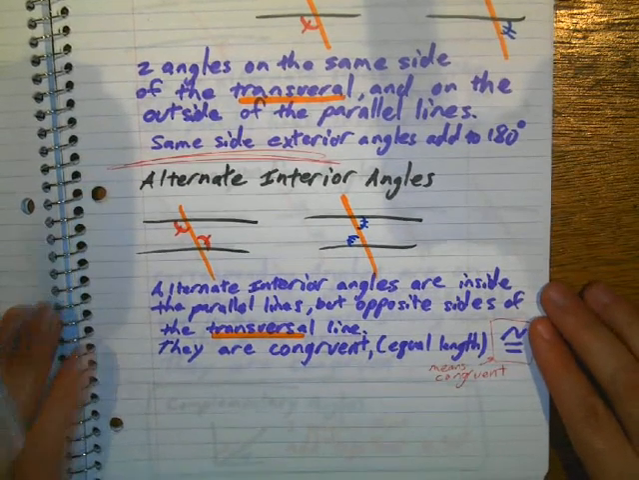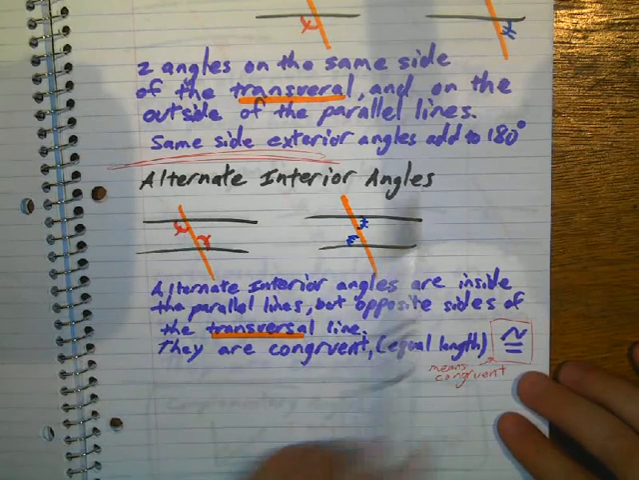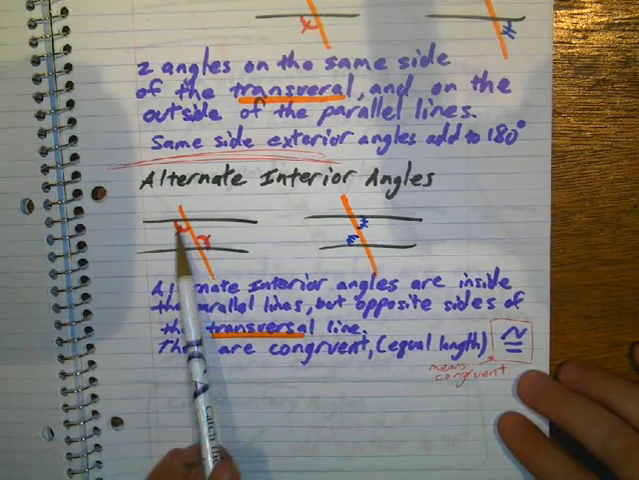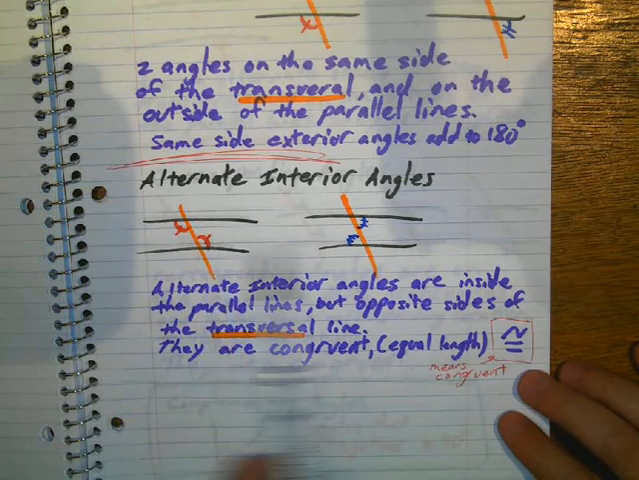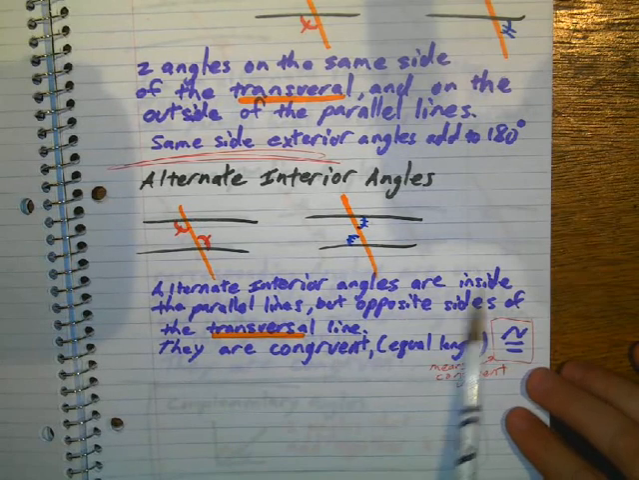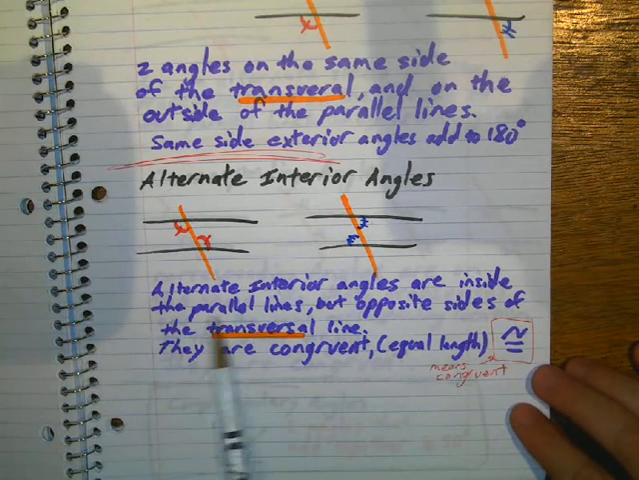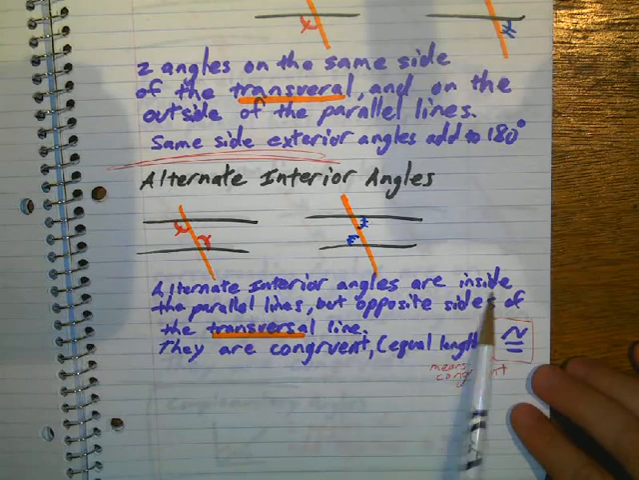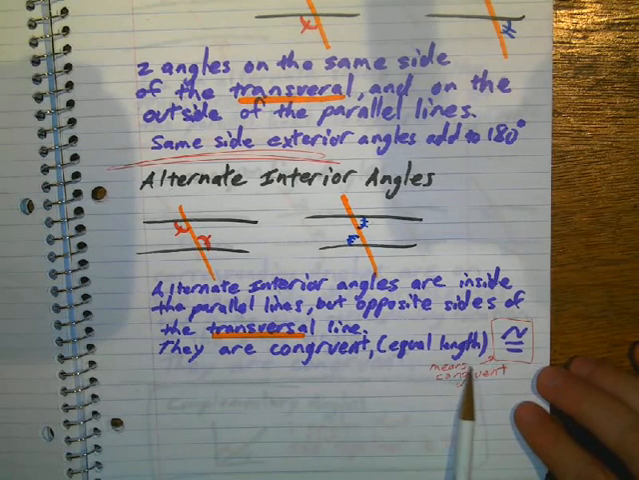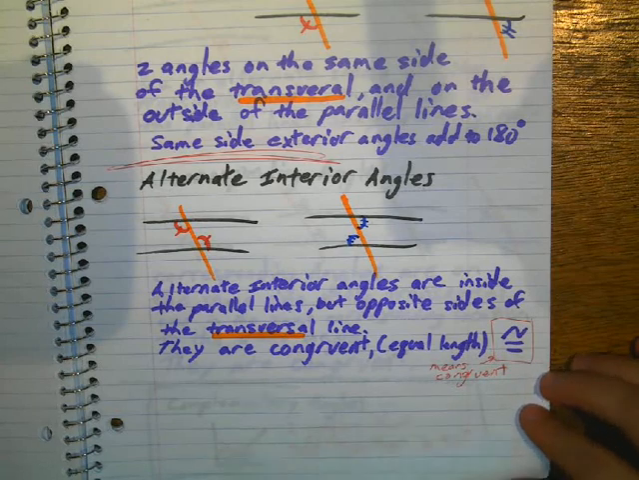Okay, alternate interior angles are on alternate, opposite sides of the transversal. And when you have alternate interior angles, they're on the inside of the parallel lines and on opposite sides of the transversal, and they're always going to be congruent. So sometimes when you see congruent, it has a squiggle with the equal sign. That means congruent or the same length.